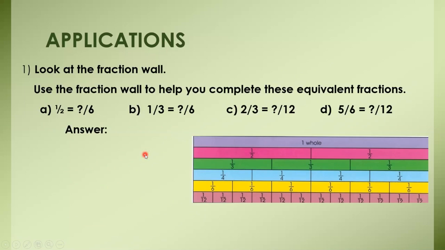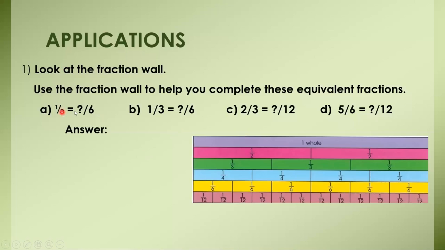Okay. I will help you find the equivalent fraction with the help of a fraction wall. See, I have already mentioned that this 1 whole is divided in terms of 2, in terms of 3, in terms of 4, in terms of 6, and in terms of 12. Actually, when you sum these up, you will get 1 whole itself. Now, our first question is to find an equivalent fraction for 1 by 2 with the denominator 6. So in this fraction wall, you have to concentrate on the fraction having denominator 6.